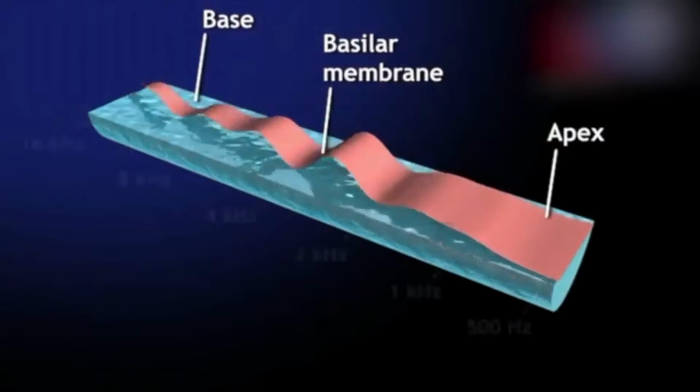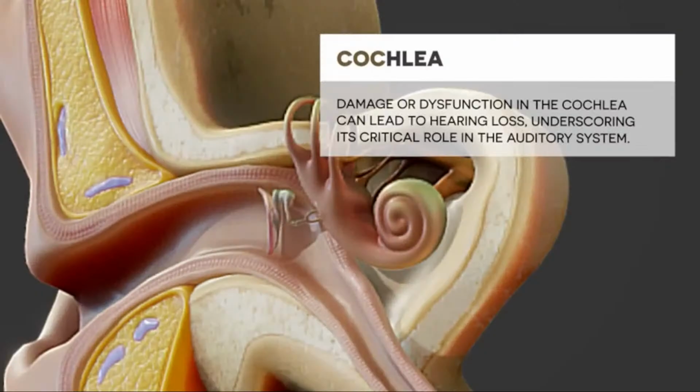Importance in hearing. The cochlea's ability to perform auditory transduction, converting sound waves into electrical signals, is fundamental to our sense of hearing. Damage or dysfunction in the cochlea can lead to hearing loss, underscoring its critical role in the auditory system. Vestibular system. The vestibular system is a complex sensory system that is crucial for normal movement and balance.